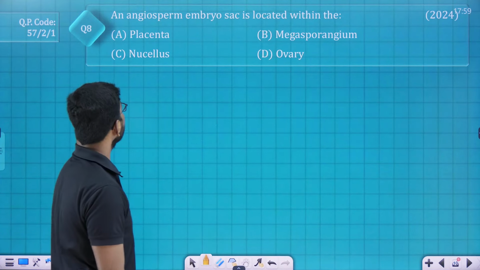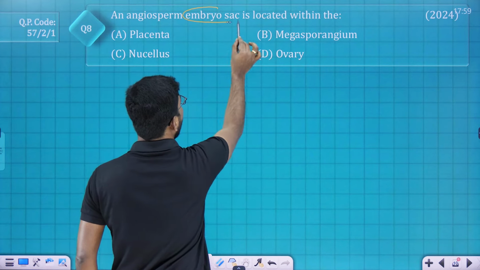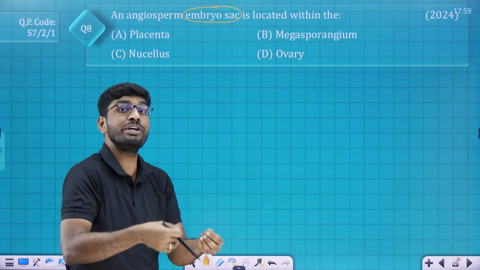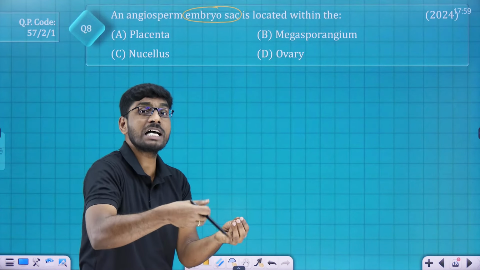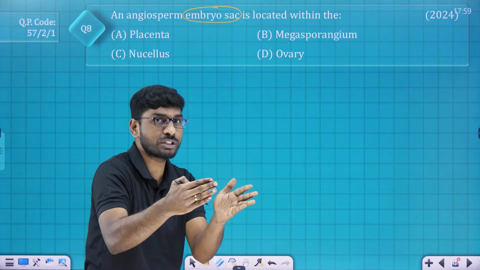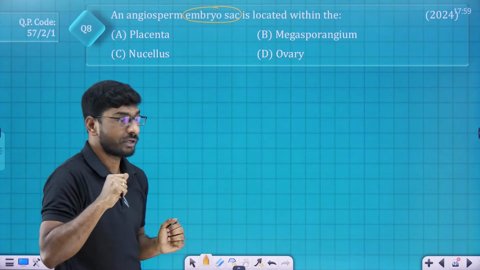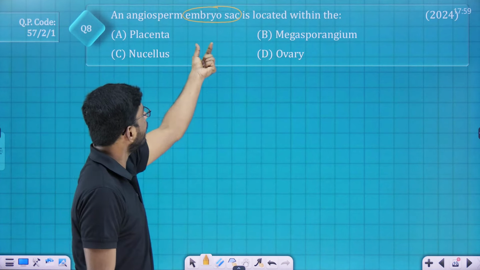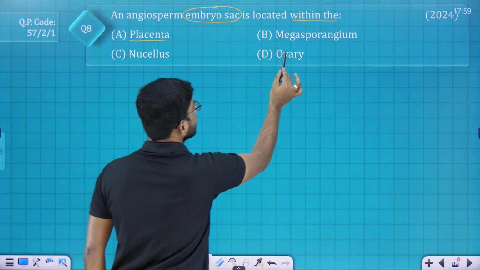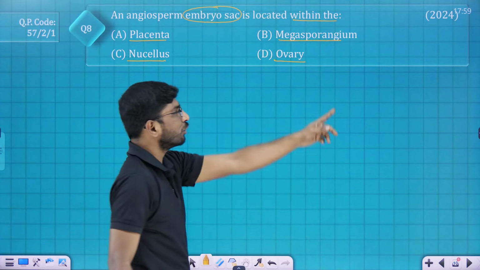Question number 8. An angiosperm embryo sac. This is given, embryo sac. Embryo sac, female gametophyte. It is also called megaspore. Megasporogenesis process, if you remember, the functional megaspore develops into the embryo sac, right? Now, an angiosperm embryo sac is located within the placenta, megasporangium, nucellus, or ovary. This is a 2024 question.